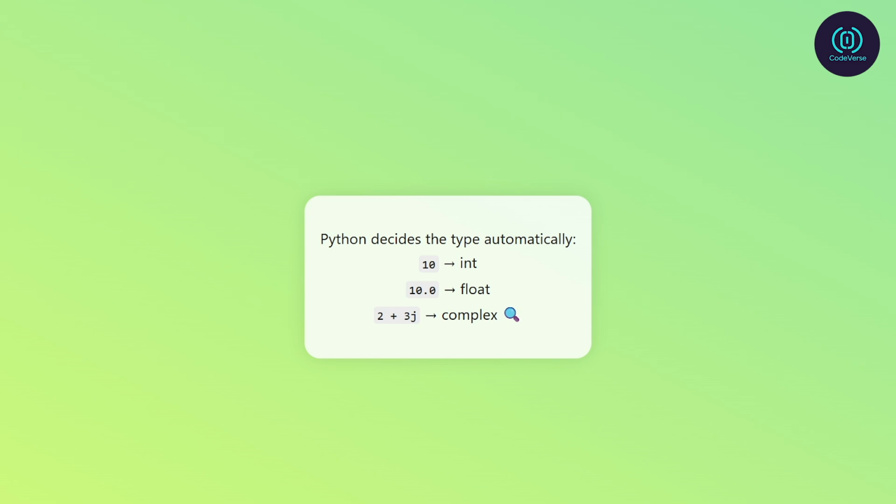Here's the cool thing, Python automatically decides which numeric type to use based on what you type. If you write 10, it's an integer. If you write 10.0, it's a float. And if you write 2 plus 3j, it's complex.